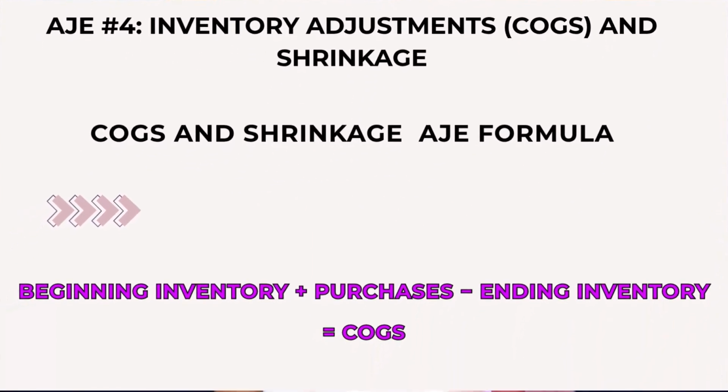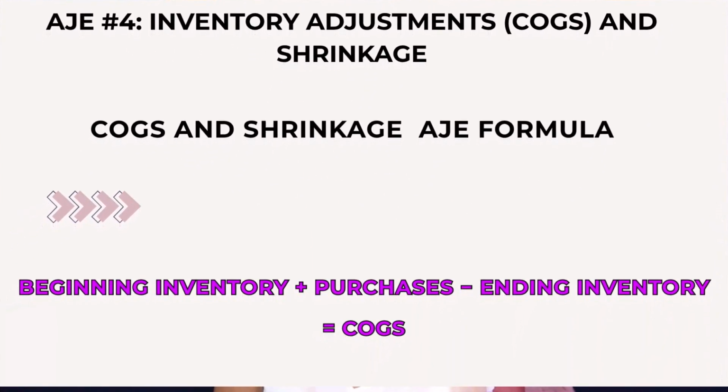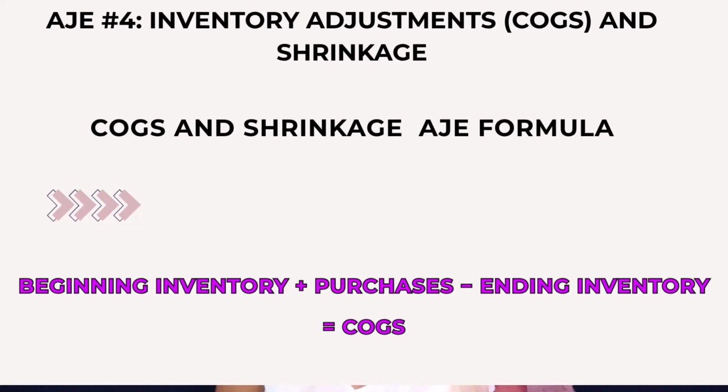All right, let's wrap this up with the final adjusting entry: inventory. Here's the deal. If you're using the periodic inventory system, you don't record cost of goods sold as you go. Instead, you wait until the end of the period. Physically count your inventory and back into cost of goods sold using this formula. Beginning inventory plus purchases minus ending inventory equals your cost of goods sold for the period.